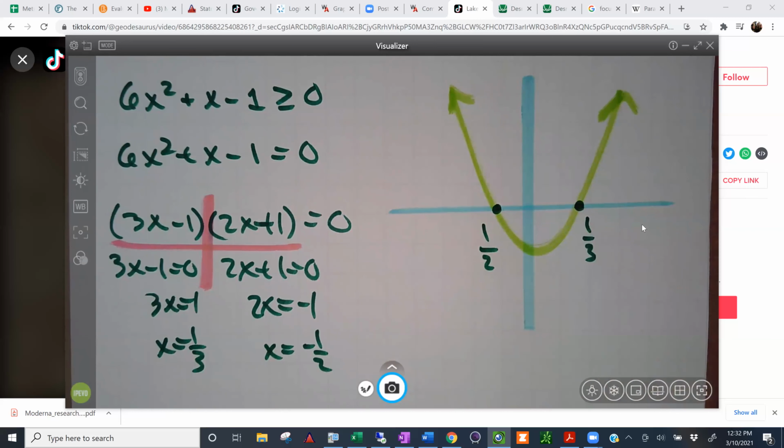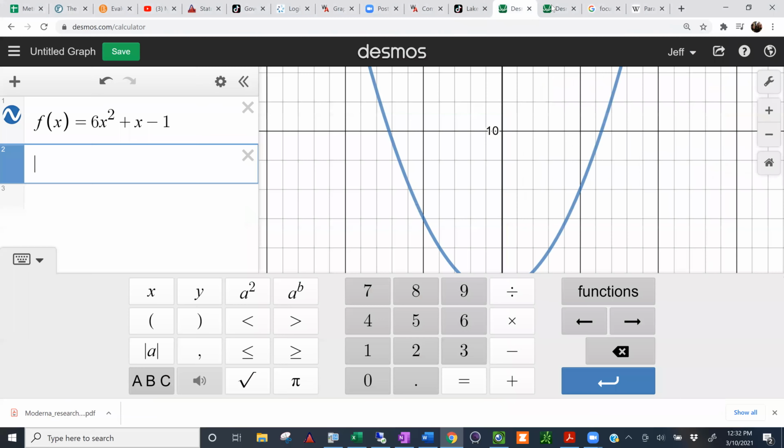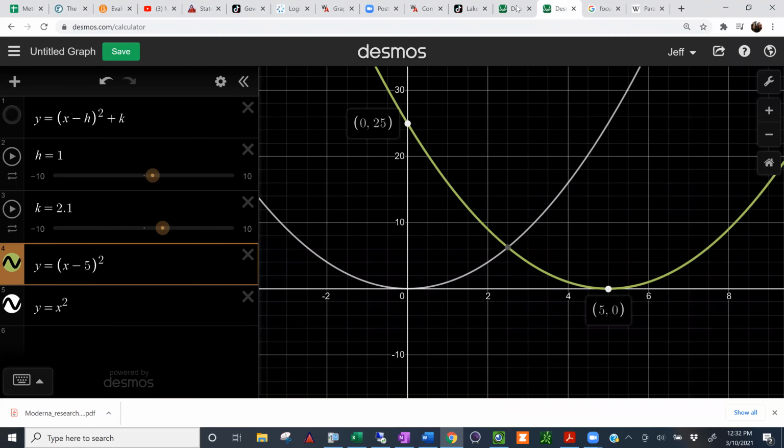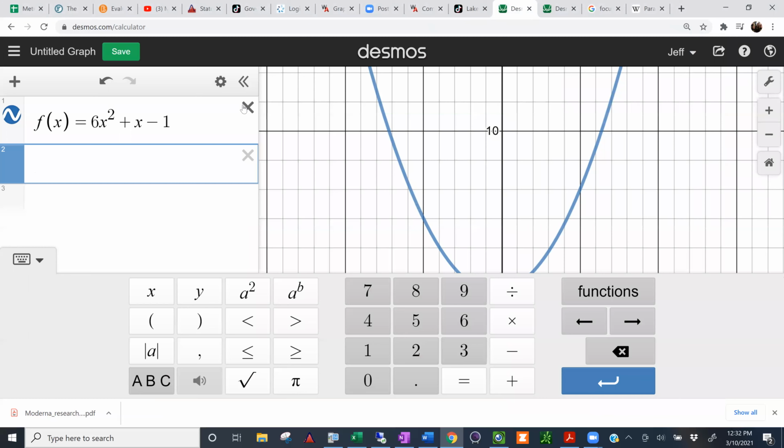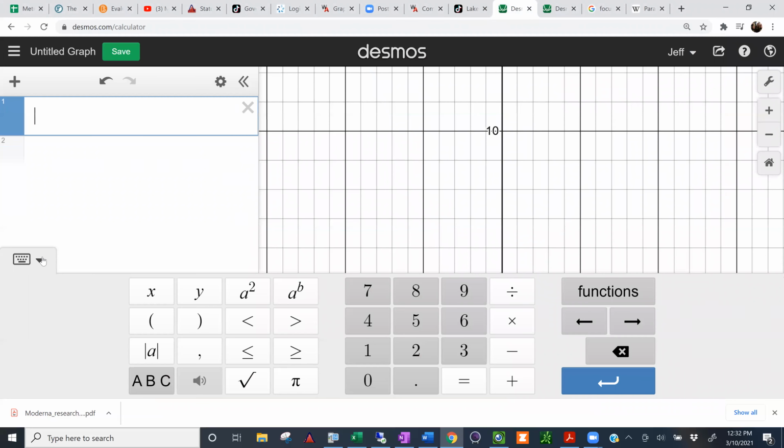Now you can do that in Desmos as well. You don't necessarily need to be a pro here to be able to figure out what the graph looks like. So let's take a look at that. Let me start all over with this one.